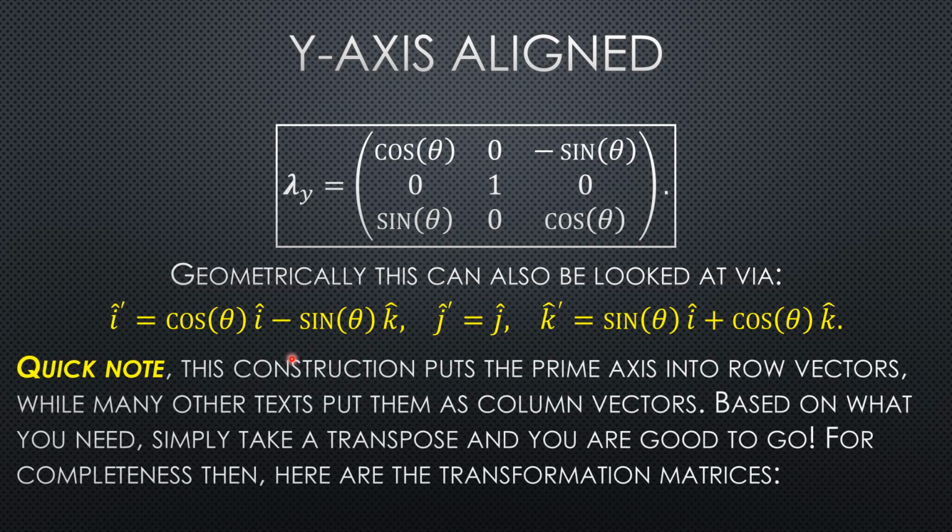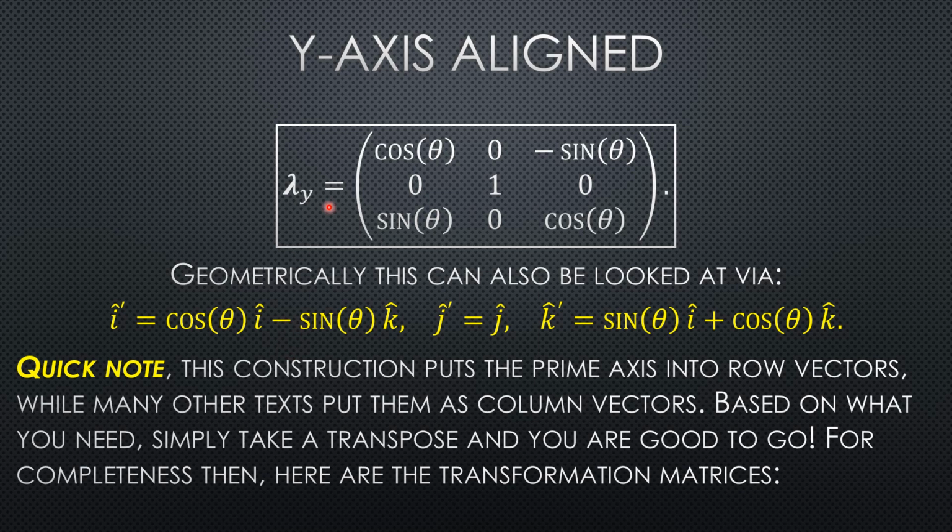Now, again with this quick note that we saw last time about the prime axes being the rows, and some texts put them as columns, and so on and so forth. What we really have to understand about these constructions is which frame you are referencing. Are we saying, what do I multiply to get to the new frame, i.e. the prime frame, versus am I multiplying to get from the prime frame to the old frame?